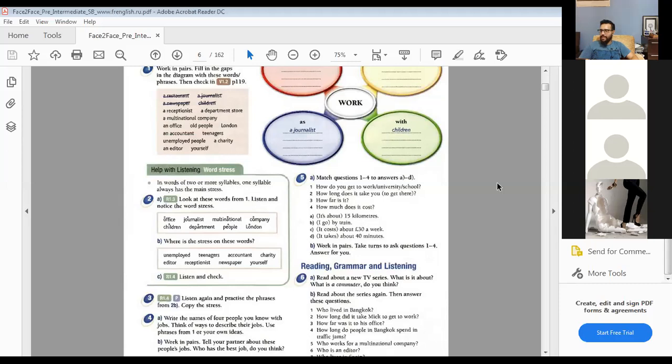Let's see Malak's answer. Hind did number 1 and 2. Can you do number 3 and 4? We want to match. This is the idea of the question. We have 1, 2, 3, 4, and we want to match them with A, B, C. How far is it? It's about 15 kilometers. Okay. And the last one, how much does it cost? It costs about $30 a week. Okay, correct.